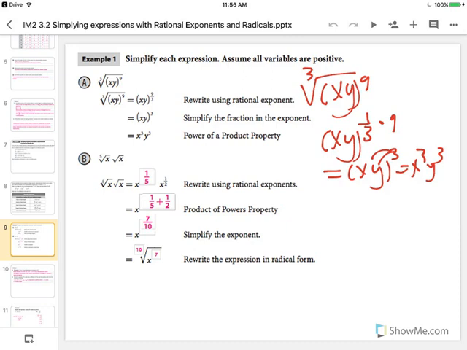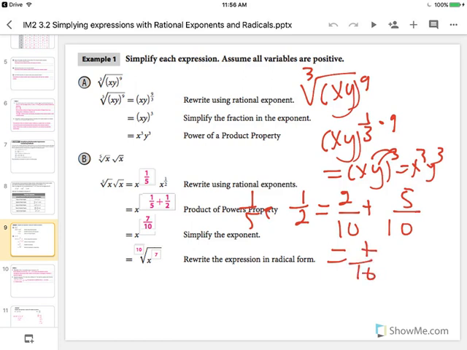So in order for us to add fractions, we need a common denominator, right? For 5 and 2, the common denominator is 10. So 5 goes into 10 2 times, and 2 goes into 10 5 times. So then this gives us 7 over 10.